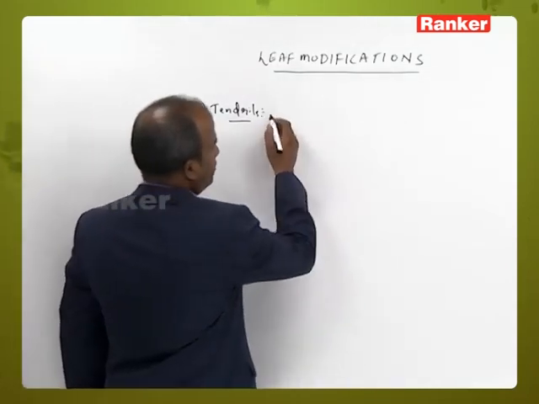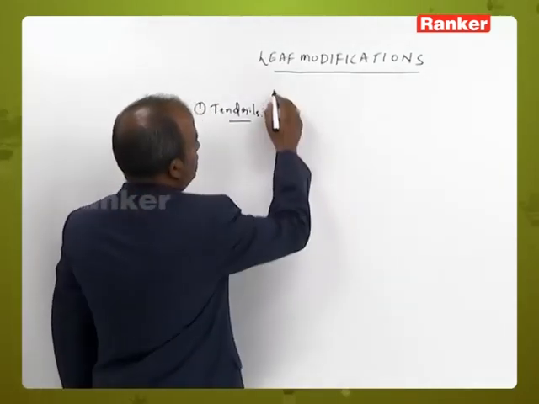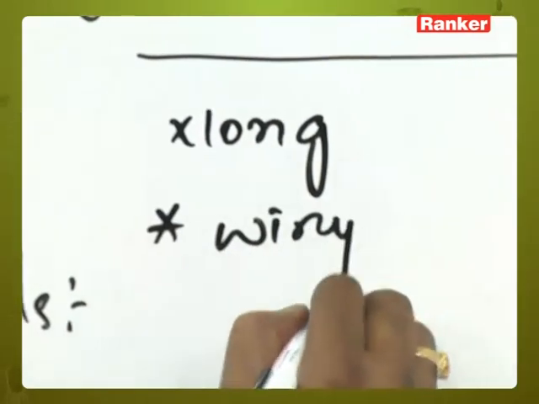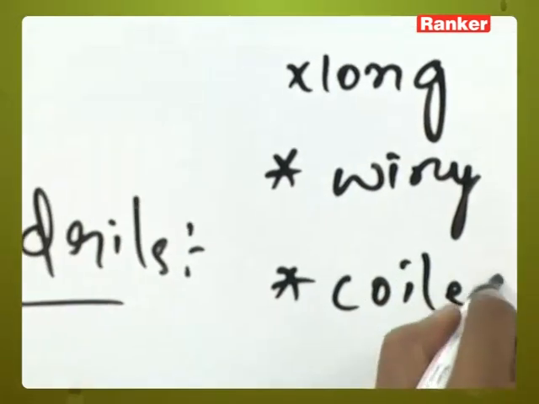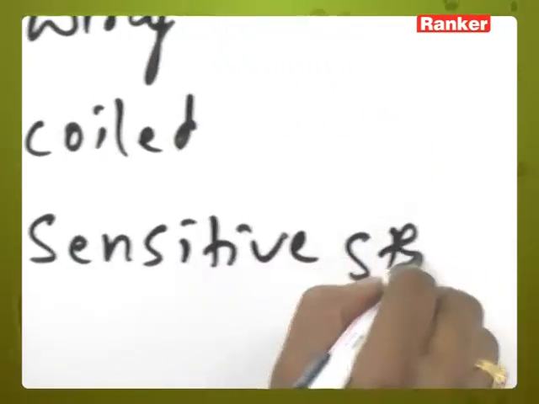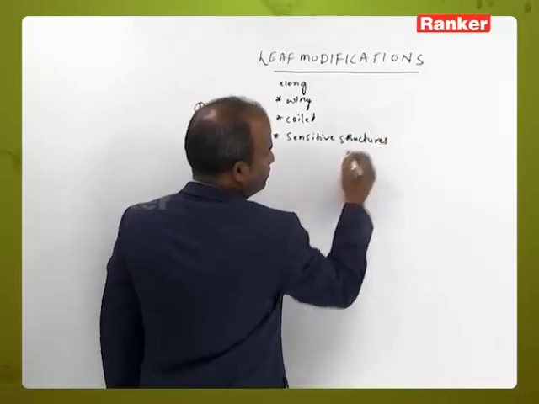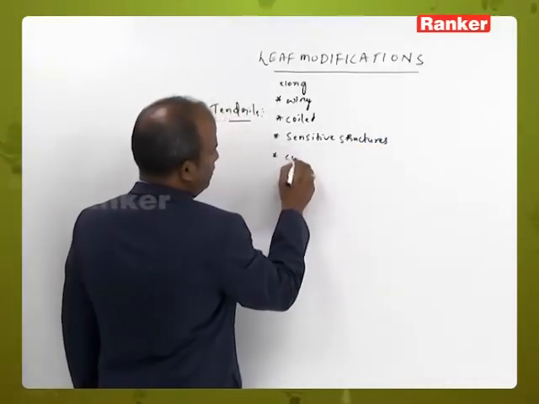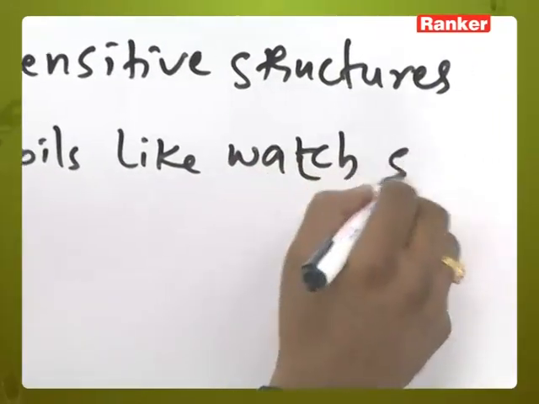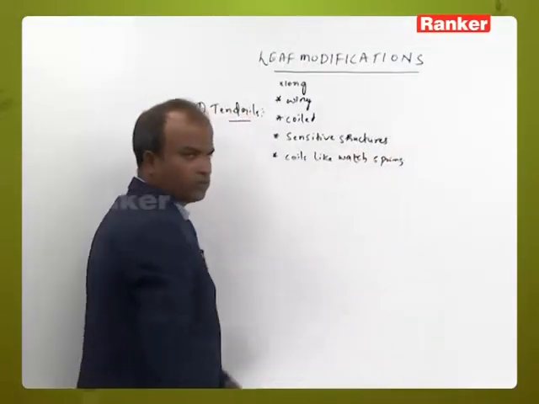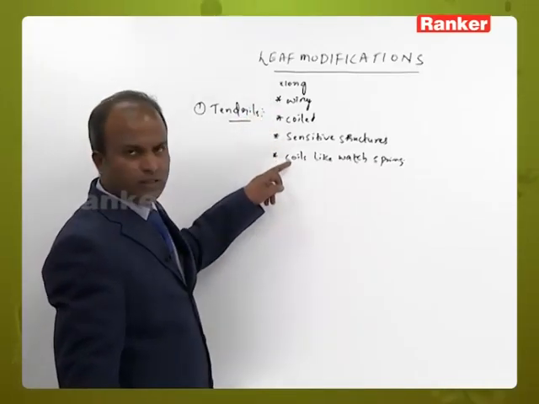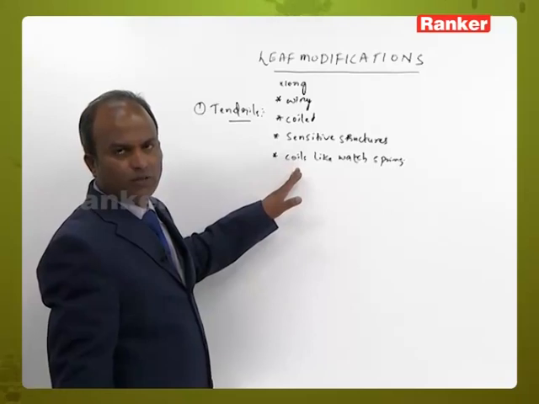What are called tendrils? These are long, wiry, coiled, sensitive structures which coil like a watch spring. So these are nothing but tendrils.